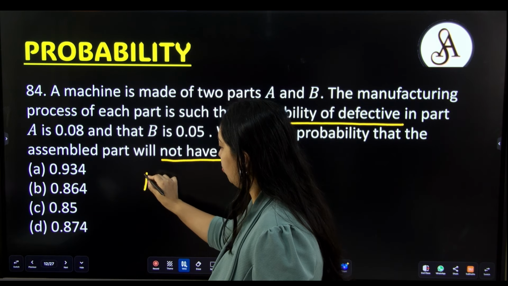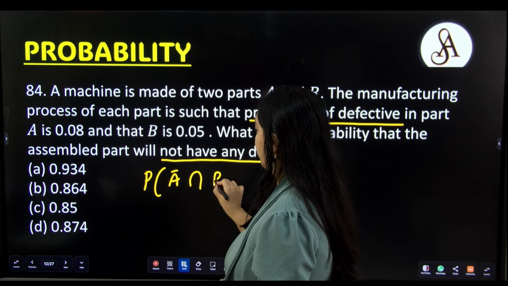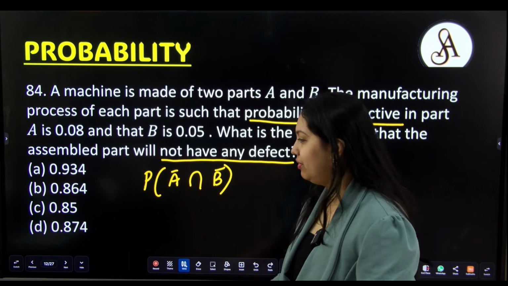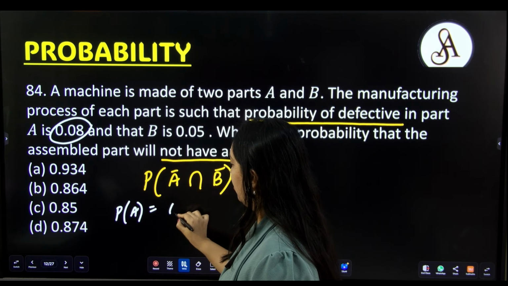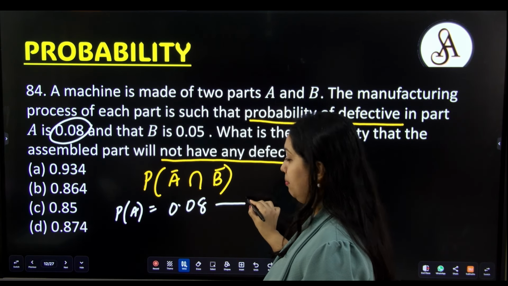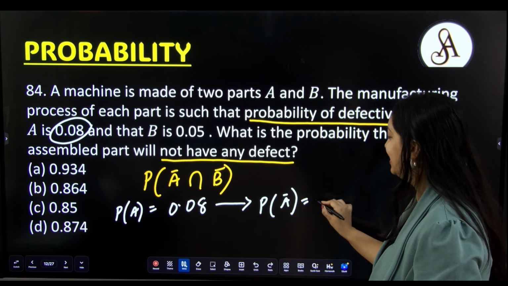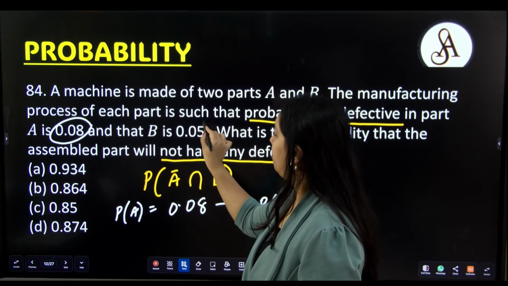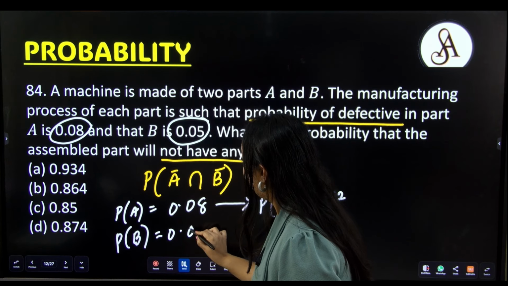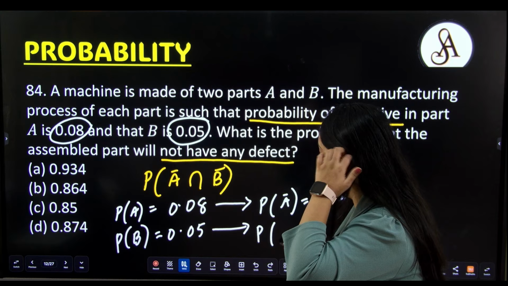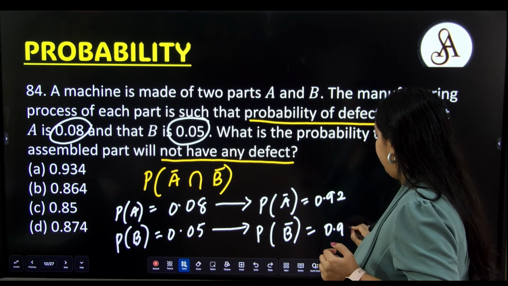That means I don't want a defect in A, and means intersection. We don't want defect in B. What they have given in the question, probability of defect in A is given as 0.08. That means, tell me what is probability of not getting any defect? 1 minus this, 0.92. Next, probability of getting defect B is given as 0.05. This means probability of not having any defect is 1 minus this, 0.95.